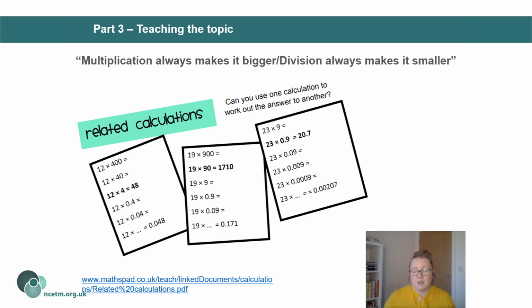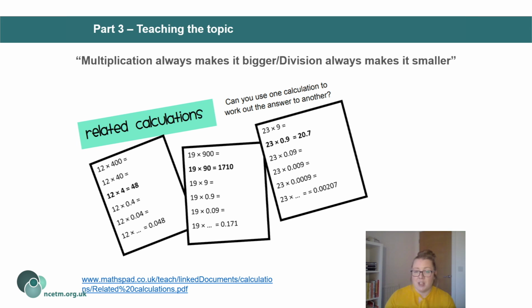One of my favourite resources for this is the related calculation sheet from MathsPad. Quite often this one is used by lots of teachers when they're thinking about multiplying and dividing by decimals. However, I found that using this with very specific questioning can get students to focus on the idea of relative size compared to the relative size of the multiplier. The variation in this resource is absolutely fantastic.